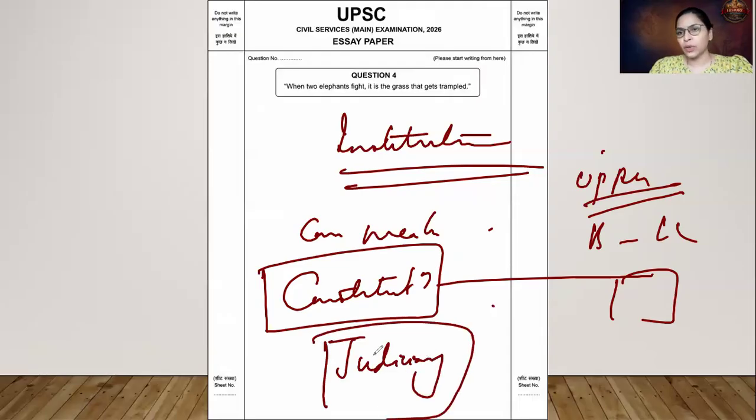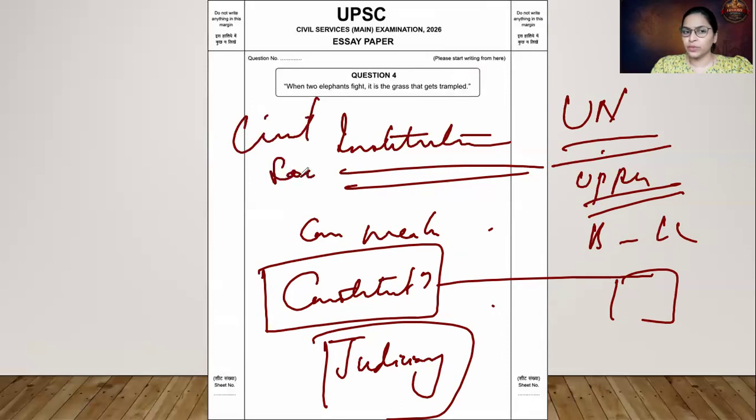You can write about the world organizations as well, the UN, but the UN is not that powerful. But yes, you can mention civil society can play a greater role in this. So if we have proper institutions, then even these weakened sections could be protected. The problem is not merely that elephants fight. The problem is the absence of capable institutions to protect the grass.